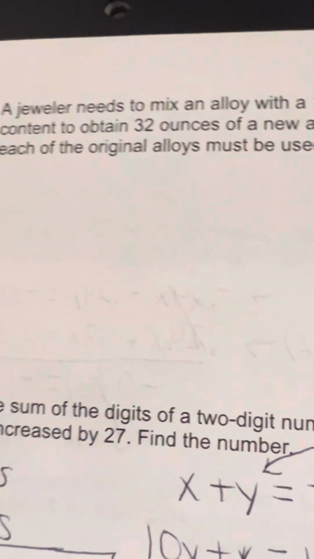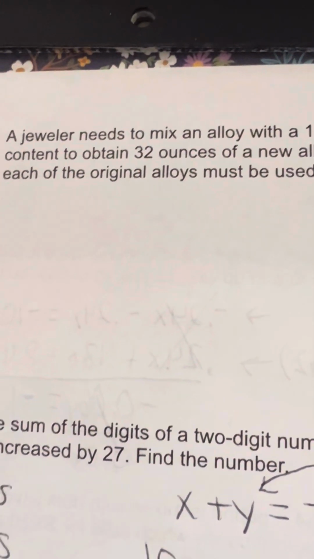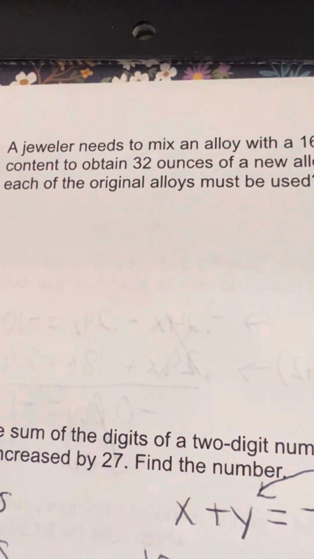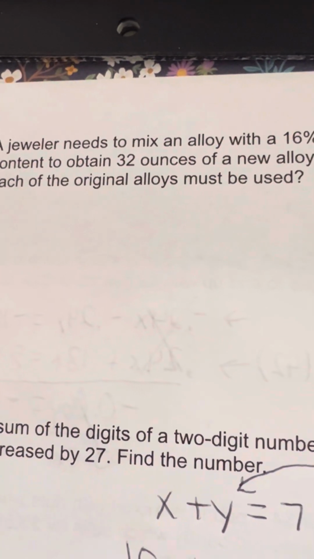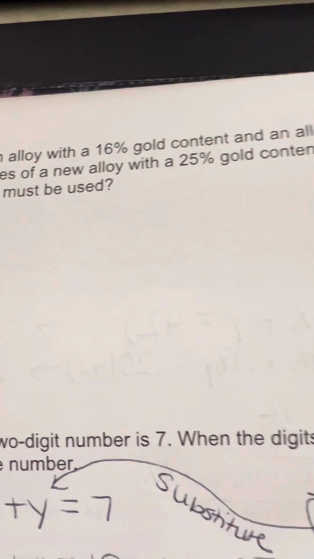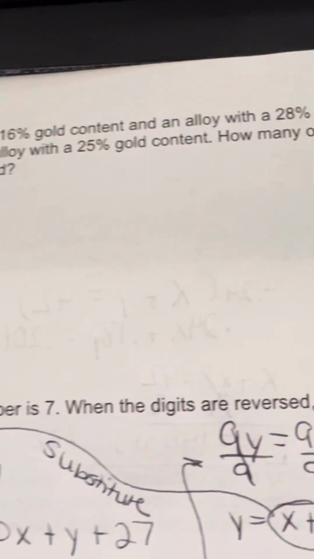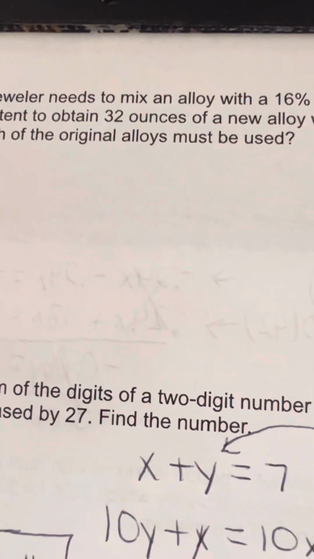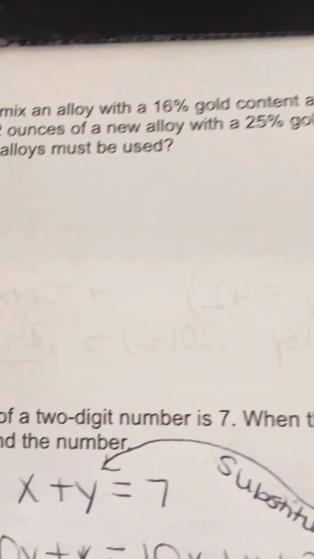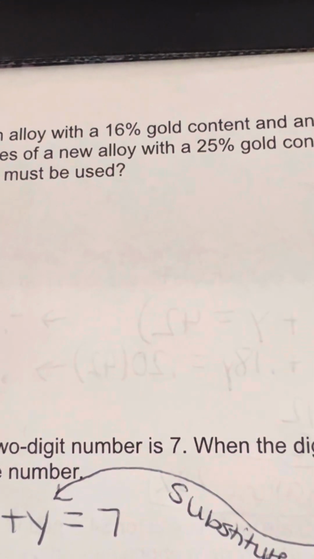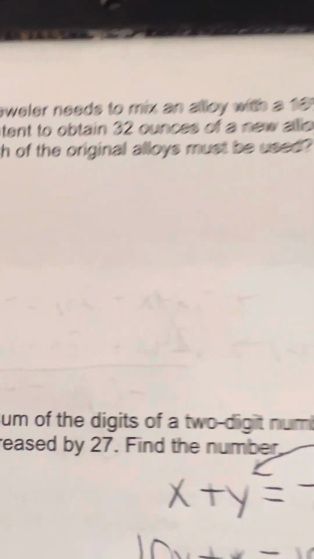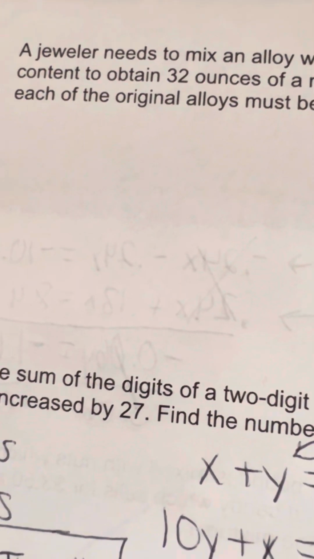We are back with some mixture problems of systems of equations. So these are word problems. We have a jeweler that mixes an alloy with 16% gold content and an alloy of 28% gold content to attain 32 ounces of a new alloy with 25% gold content. We're looking for how many ounces of each of these original alloys.